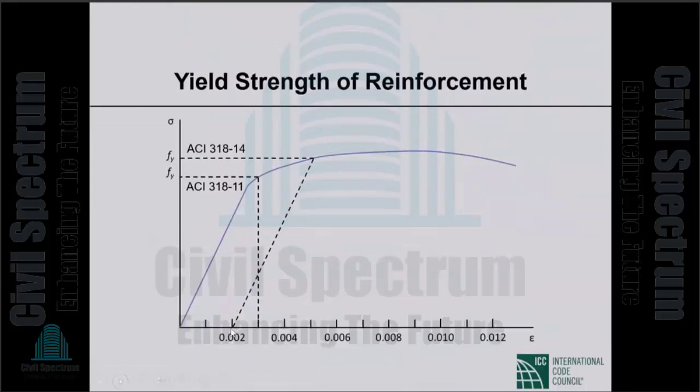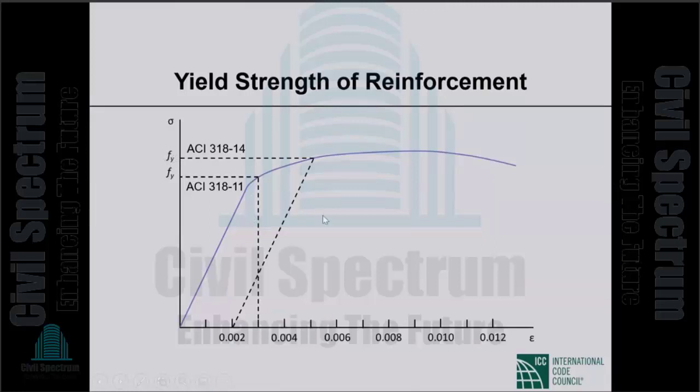The ASTM definition of yield strength is as you see in the picture. We take 0.2% strain along the x-axis. We draw a line parallel to the initial elastic branch of the stress strain diagram. Wherever it hits the stress strain diagram gives us the yield strength F sub Y.